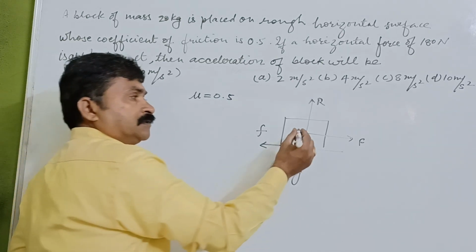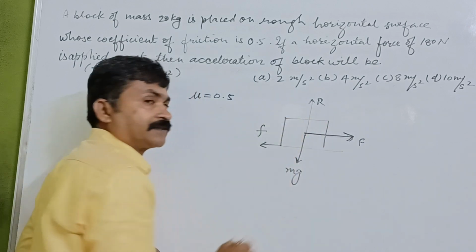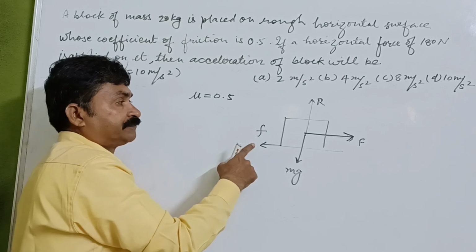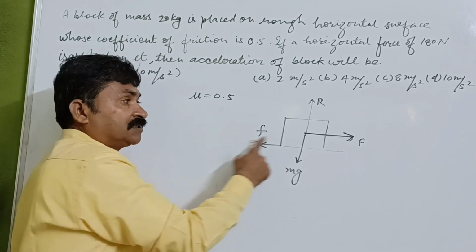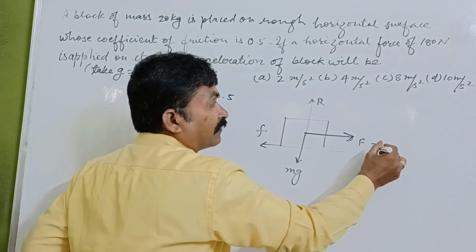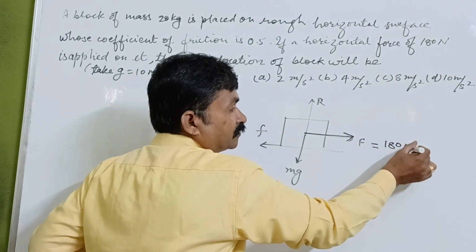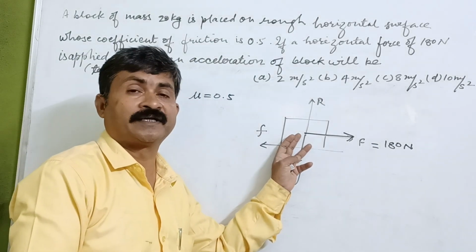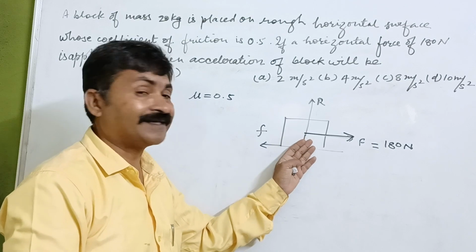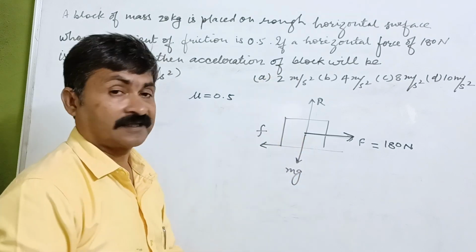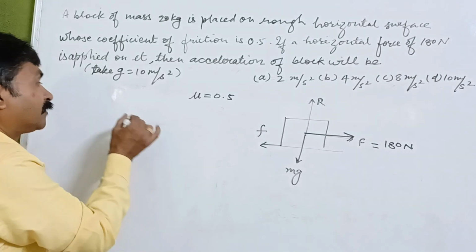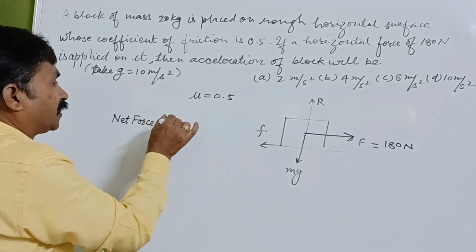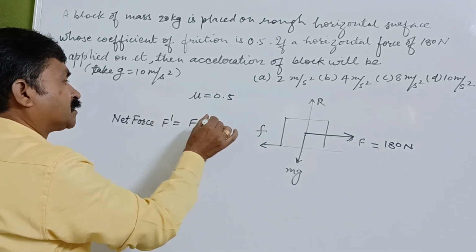Now see here, force is acting horizontally, and in the opposite direction, the force of friction will act. f is the force of friction. This is the force which is acting. F is given to us as 180 Newton. So here, if we calculate the net force acting on it, we can determine the acceleration easily. Okay, so the net force, that we can say F dash, will be F minus small f.